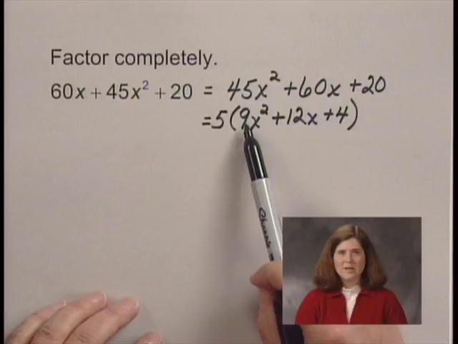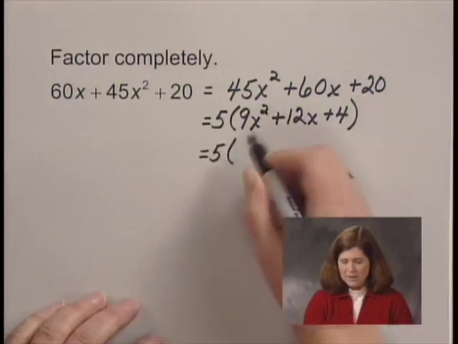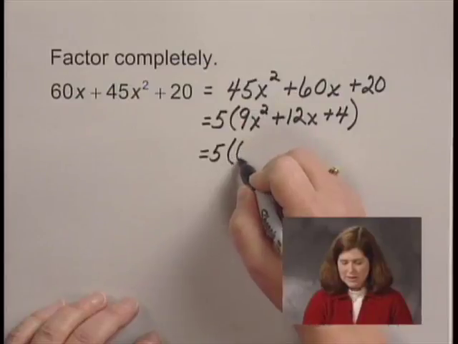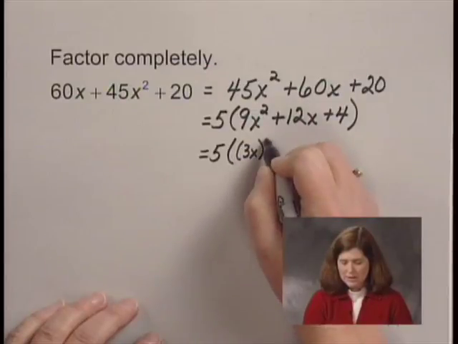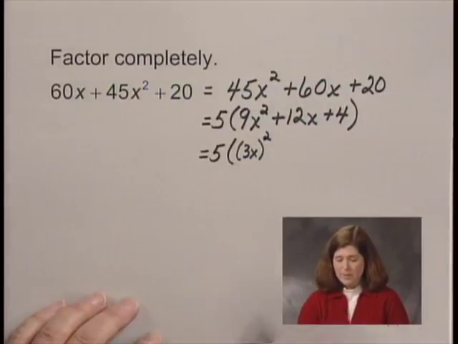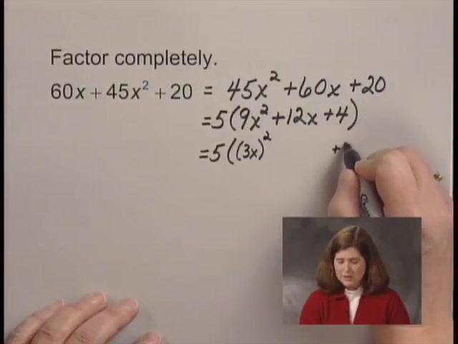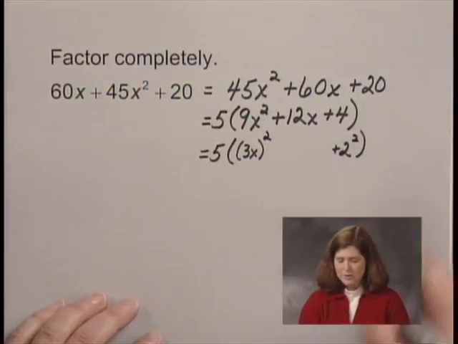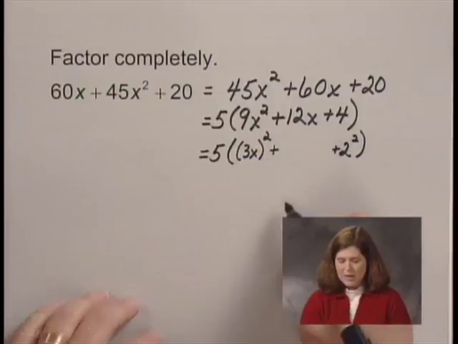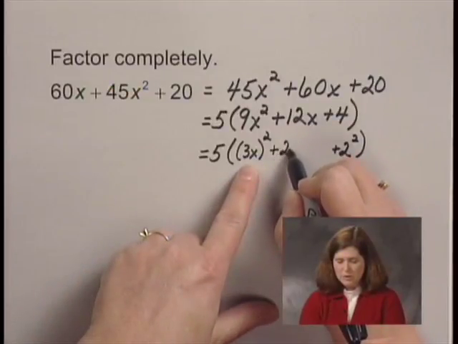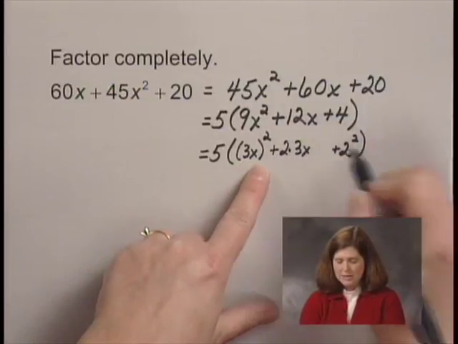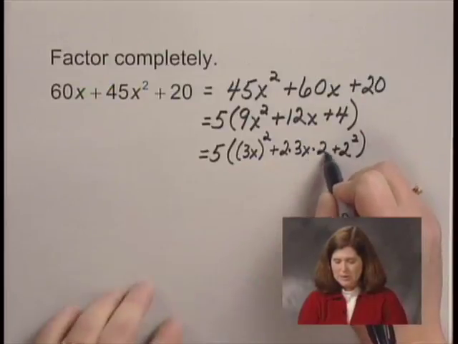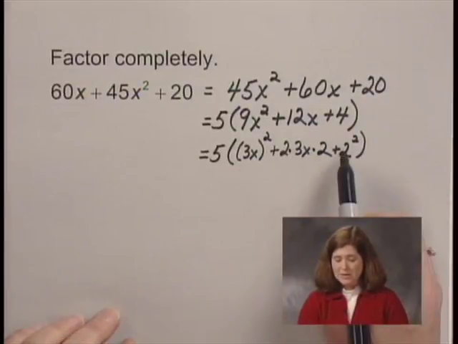9x squared is 3x, that quantity squared. And 4 is 2 squared. The middle term then needs to be 2 times 3x times this 2, twice 3x times 2. Well, 2 times 2 times 3 is 12, and that is what I need.